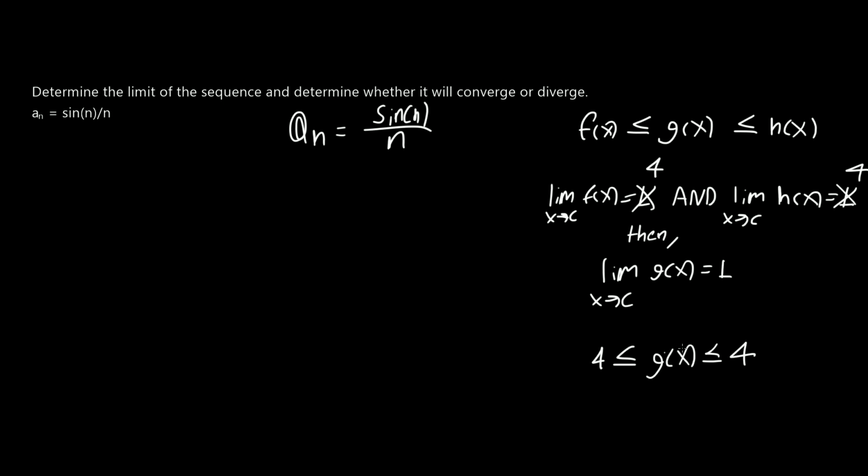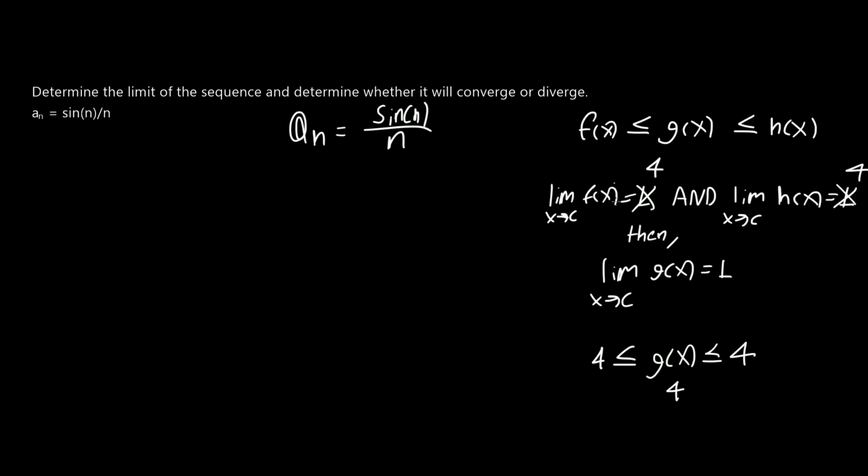So the only option for g of x to be is 4, because let's say if this is something like 5, 5 will be greater than or equal to the 4 on the left, but then it's not going to be less than or equal to 4. If it's lower, like 3, let's say, it will be less than or equal to 4 on the right side, but it will not be greater than or equal to the 4 on the left side. So the only possibility now is for g of x to also equal 4. That's pretty much what's happening here.